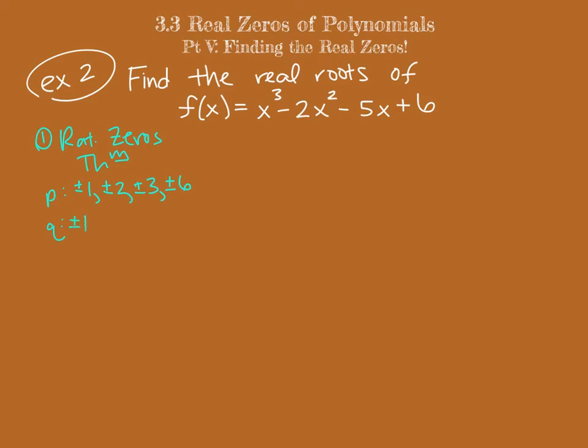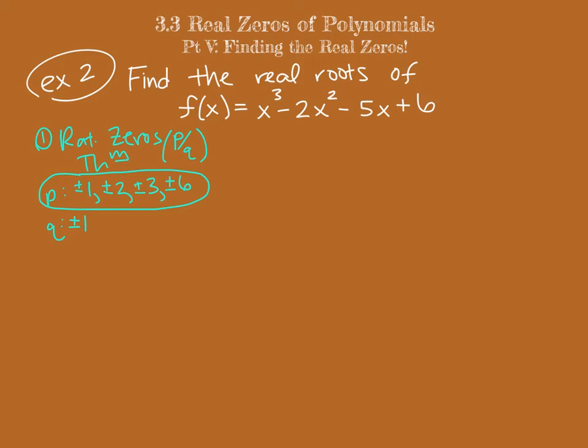So since Q is 1, when we put all of our p's over q's, which is what this theorem tells us to do, we're just putting these numbers over 1. That means, really, all the potential rational zeros are just the p's, because putting them over 1 is not changing anything. So we have 8 potential rational zeros, 4 positive and 4 negative, because q ended up being 1. So that makes it a little bit easier.